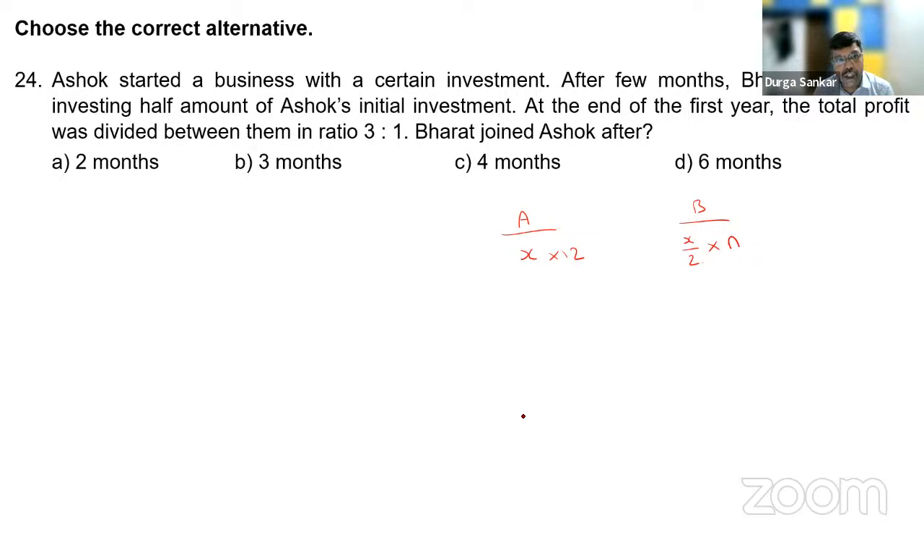So the ratio in which the profits must be divided is 12x by x into n by 2, which is equal to 3 by 1, or 24 by n is 3 by 1, which gives me the value of n to be 8. So if Bharat has invested for 8 months, it means he has joined after 4 months. Hence, answer option C. So definitely a type A question. Now, next one.